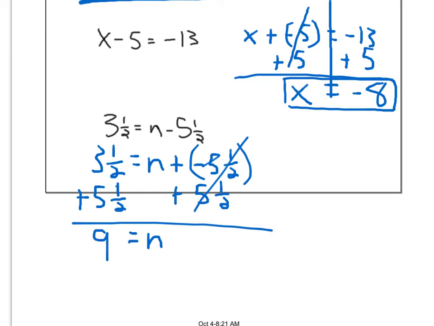Now, when you get one that looks like this, I always like to see your n on the left side, and most of you will too, or see your variable on the left side. So I can take this and just flip-flop it around and put n equals 9.